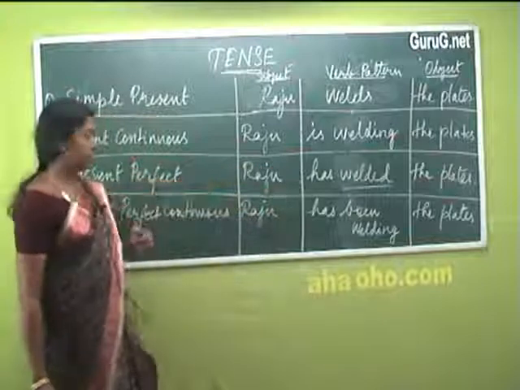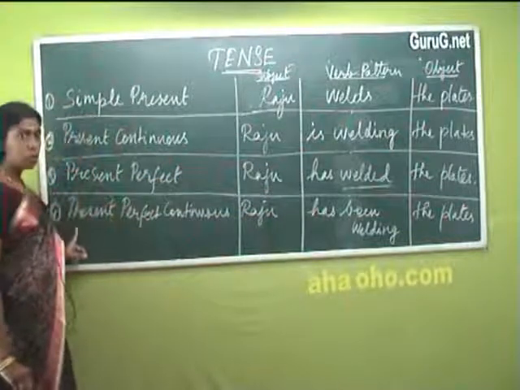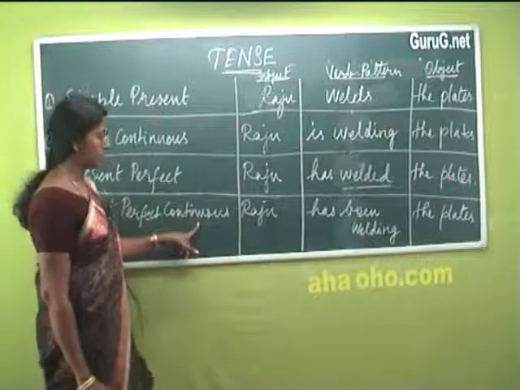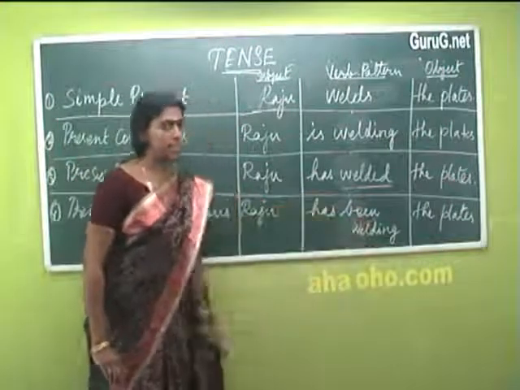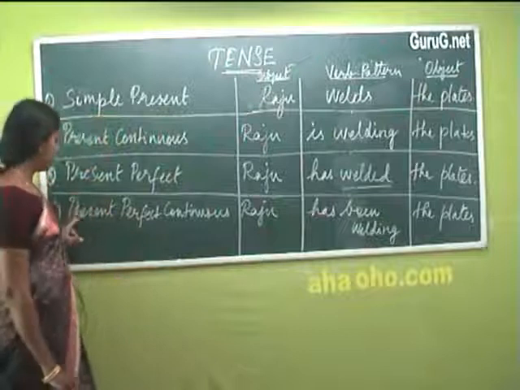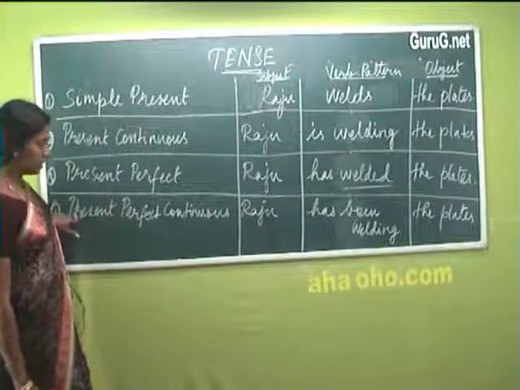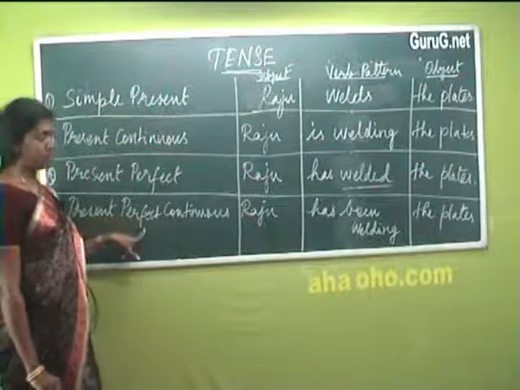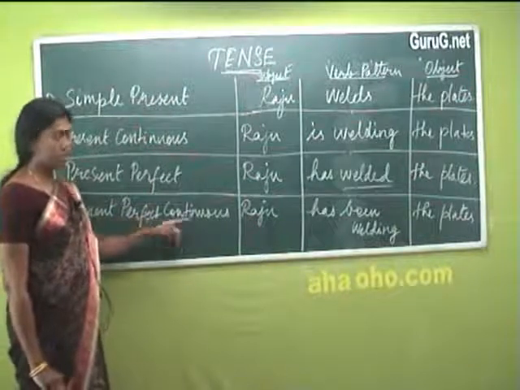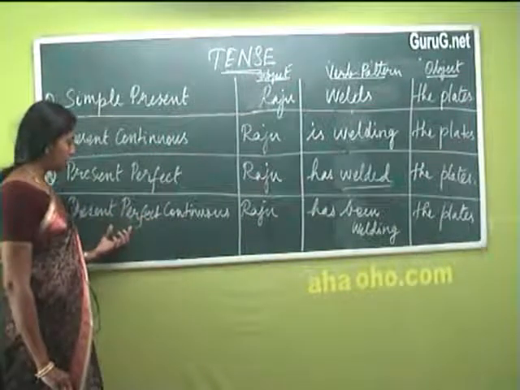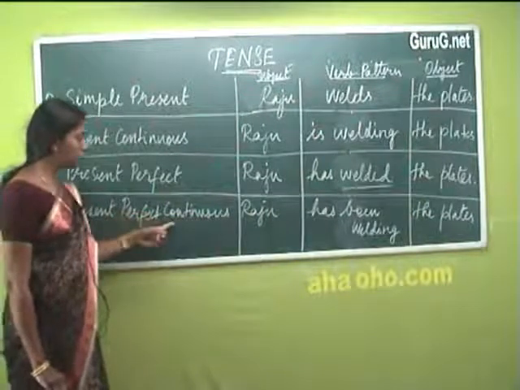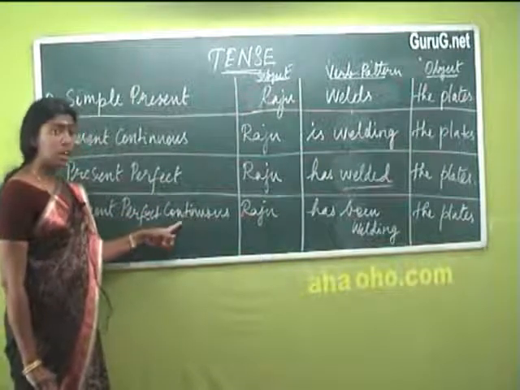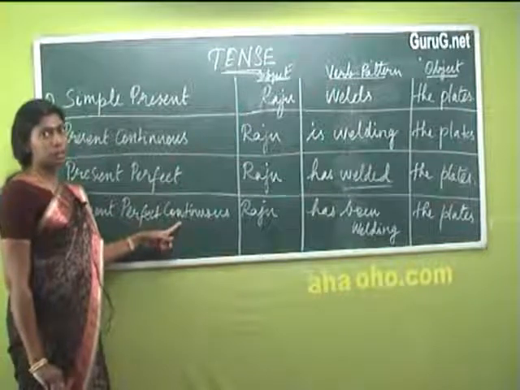Raju has welded the plates. Now we go to present perfect continuous tense. Raju has been welding the plates. That's the example given. Let's see. Present tense, and it is also perfect. It is also continuous. So this word indicates there is a perfect tense auxiliary, and the continuous, this word indicates the verb is in present participle.